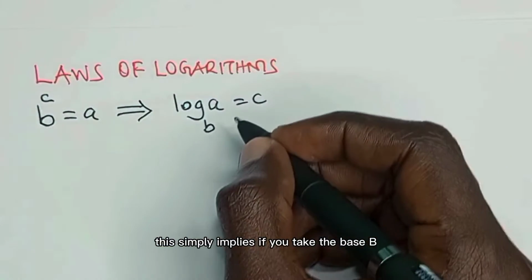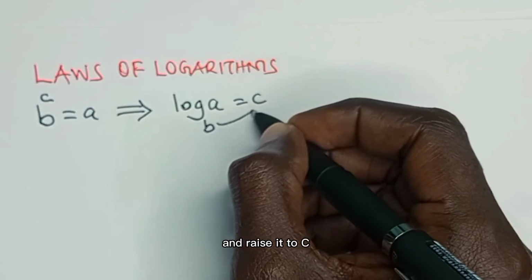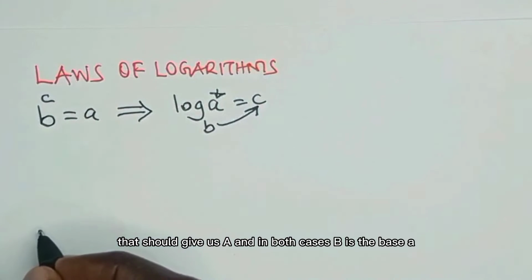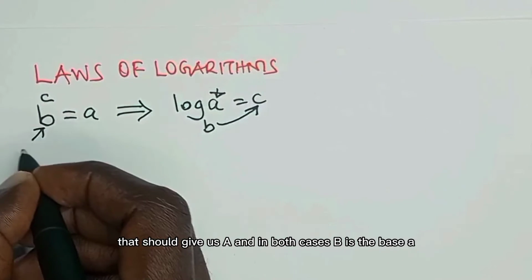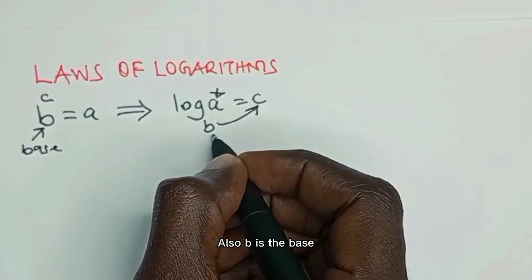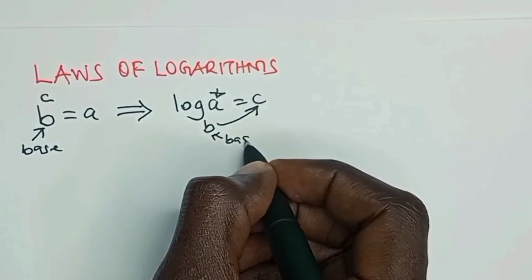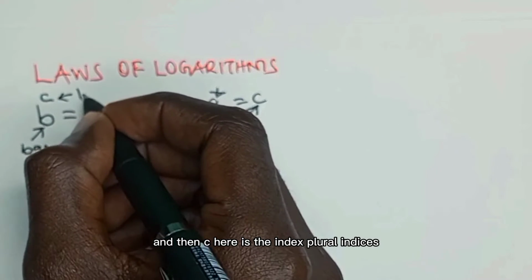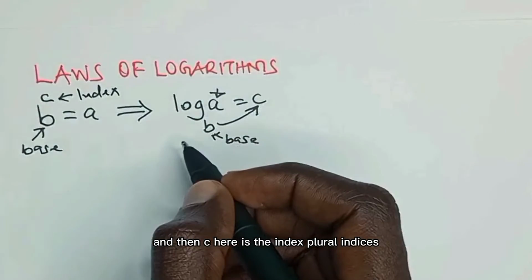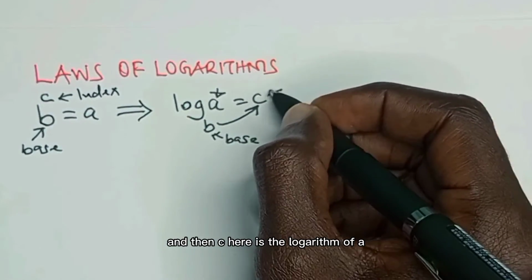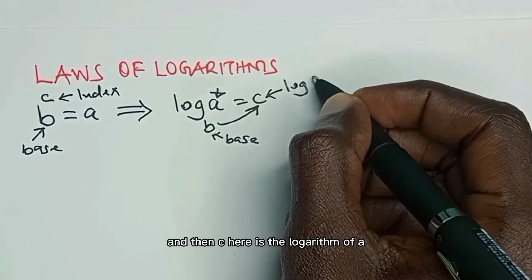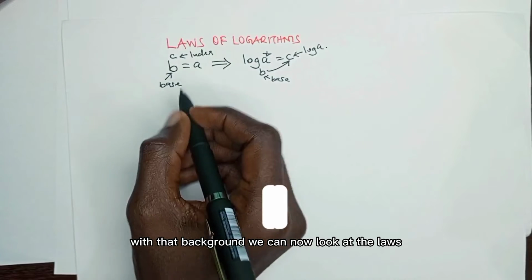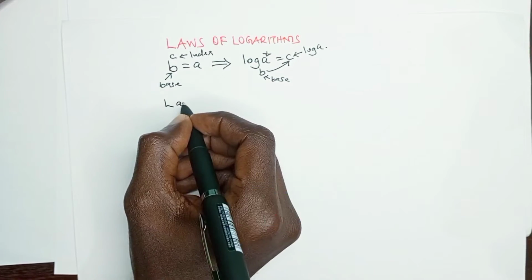This simply implies if you take the base b and raise it to c, that should give us a. And in both cases, b is the base. Here also b is the base. And then c here is the index, plural indices, and then c here is the logarithm of a. With that background, we can now look at the laws.